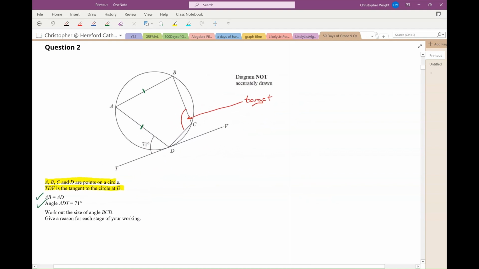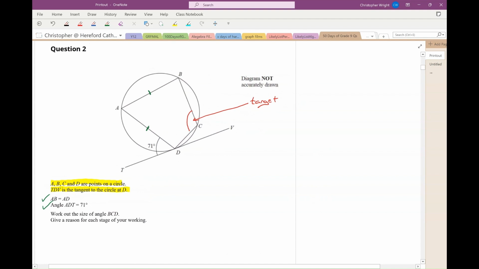Well, I've got the tangent there, haven't I? So if I were to draw a line from B to D, then I could use the alternate segment theorem. Look, that angle and that angle would be equal, wouldn't they? So my first piece of working is going to be that ABD equals 71, and I shall say alternate segment theorem. Okay, now that angle there then is 71.